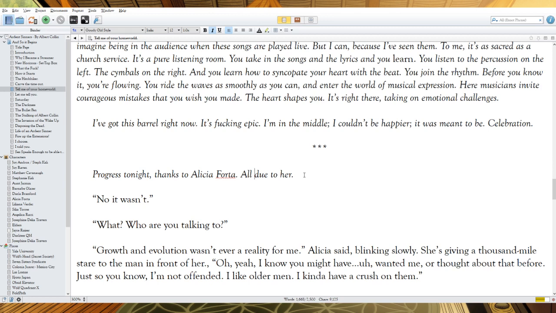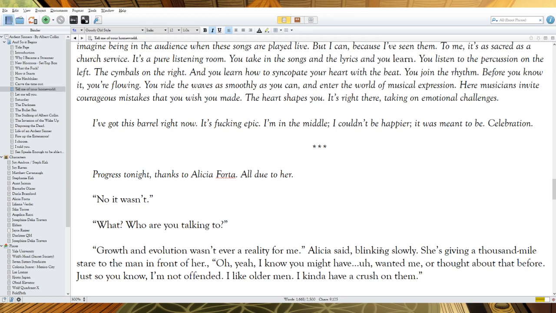What? Who are you talking to? Growth and evolution wasn't ever a reality for me, Alicia said, blinking. We can use blinking slowly. This is one of those rare occasions where I'll say Alicia said and then add some action. Oh, here comes a yawn. Because it's midnight. That's okay.